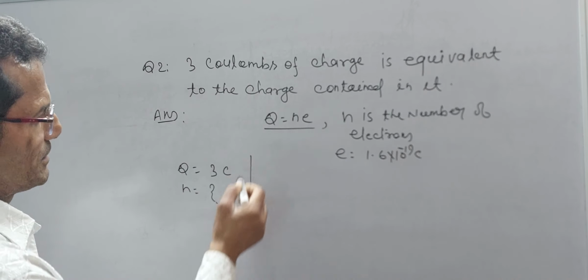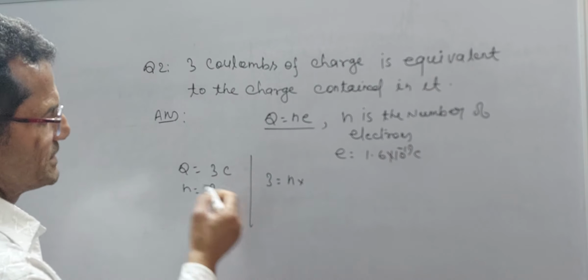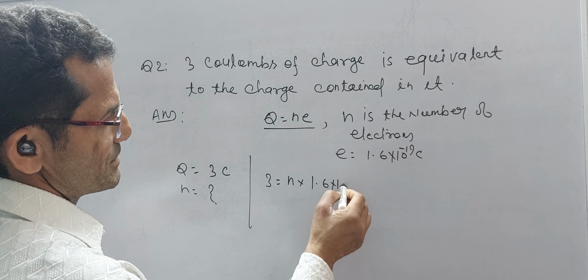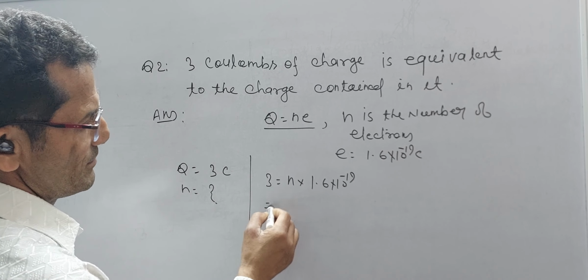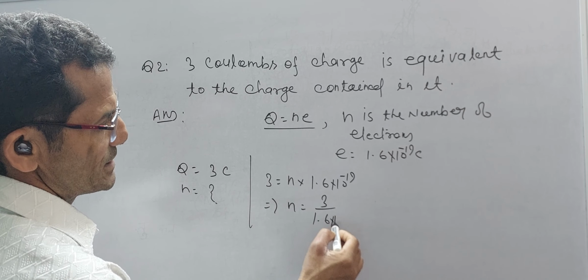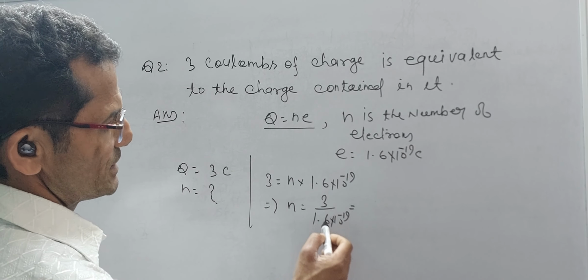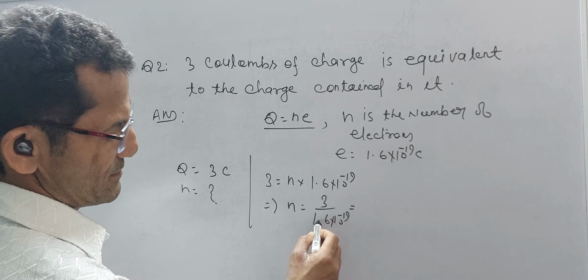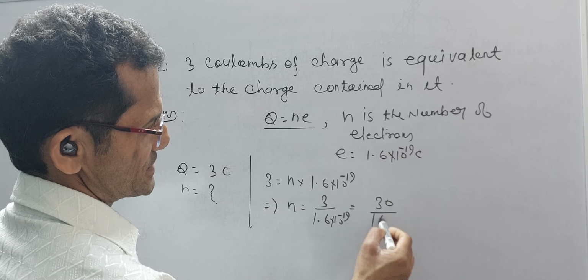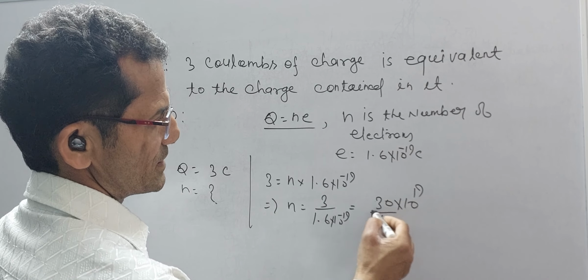Using this formula, put the value of Q as 3, N is the number of electrons contained in 3 coulombs, and E is the electronic charge, which has the value 1.6 times 10 raised to the minus 19. Now from here, N will be 3 divided by 1.6 times 10 raised to the minus 19. After simplification, you remove the decimal, 30 divided by 16, and 10 to the power minus 19 goes to the numerator, becoming 10 raised to the power 19.